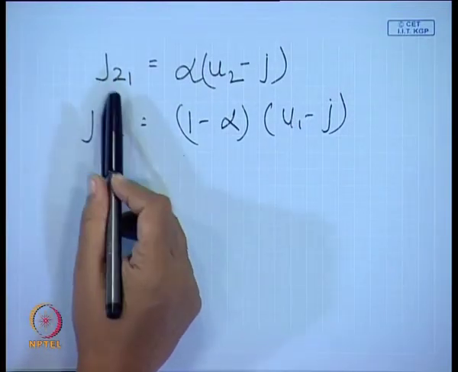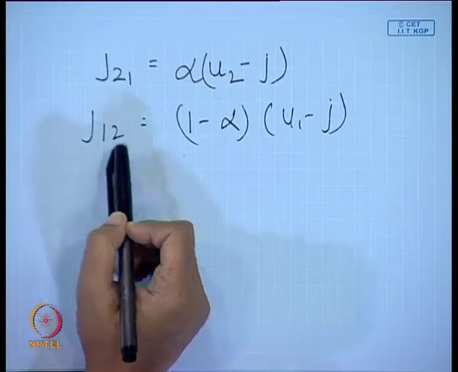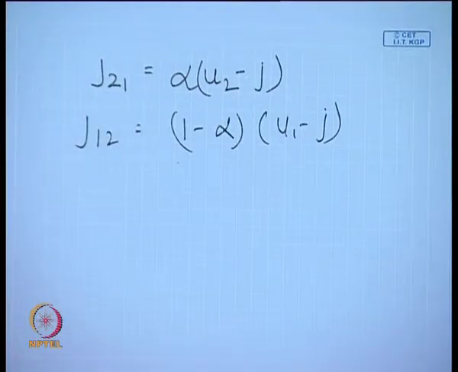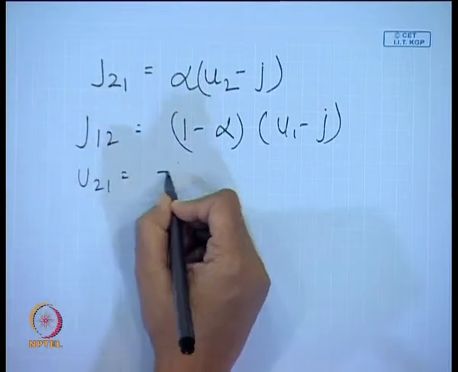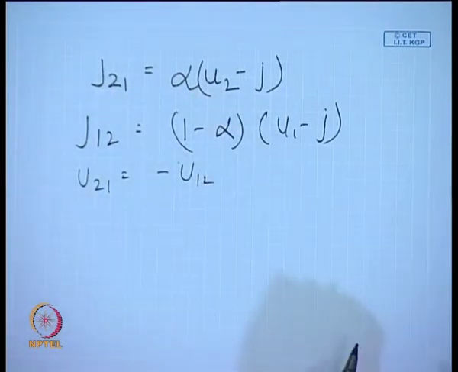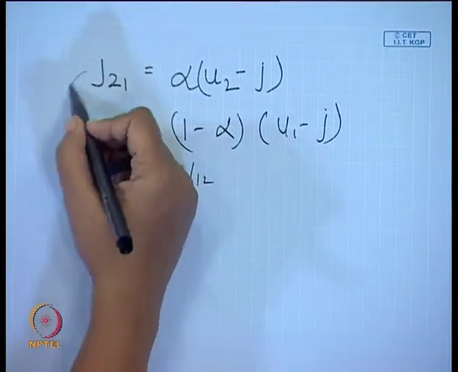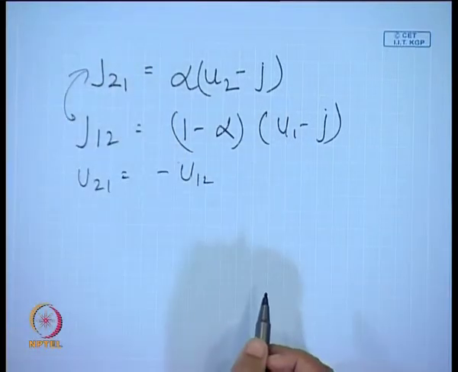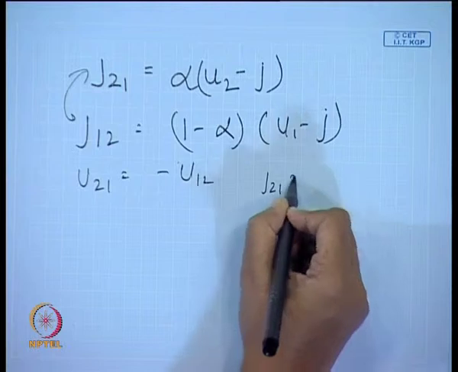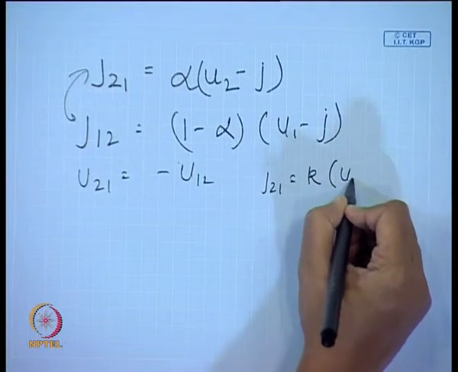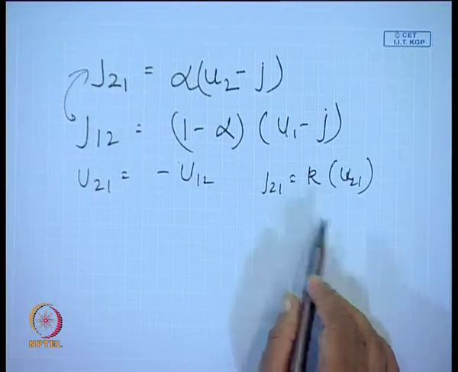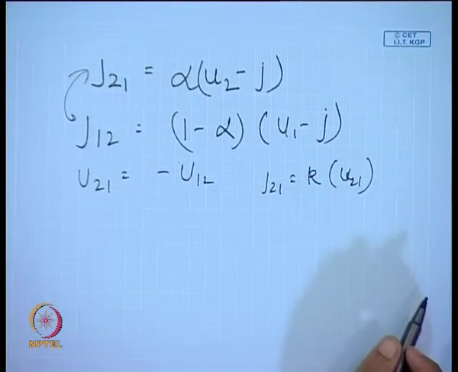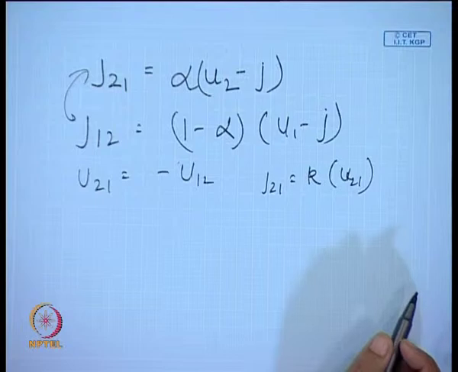This is also another thing which we would like to see. Okay. Why? Because we know that for relative velocity, we know u21 equals minus u12, that we know. Similarly, what is the relationship between these two? And definitely, because J21 arises as a result of say relative velocity, how is J21 related to u21? This is the thing which we would like to find out.